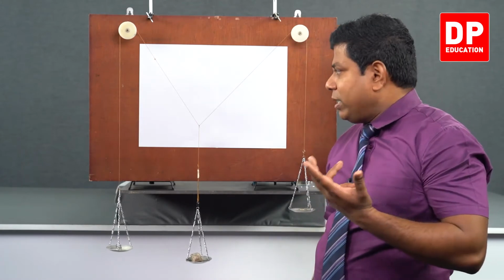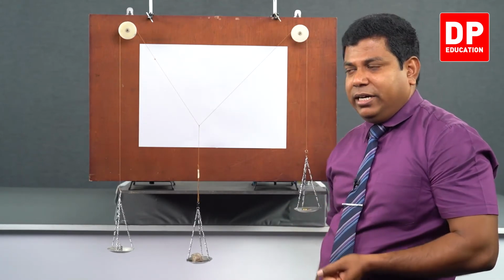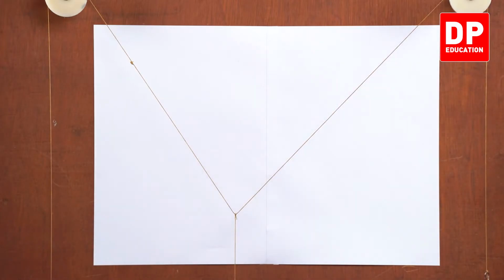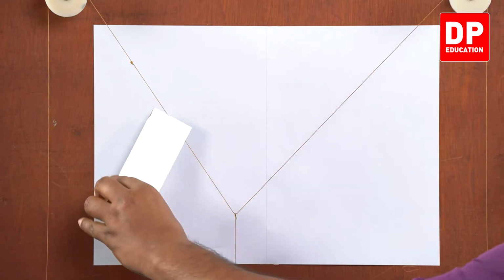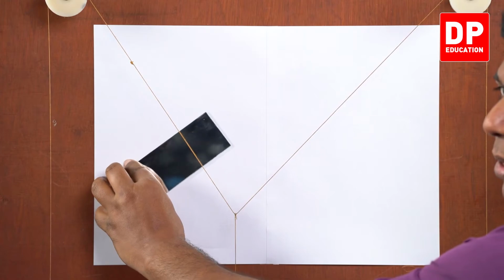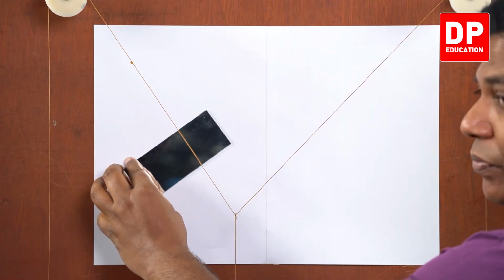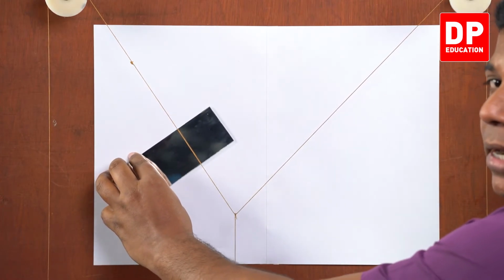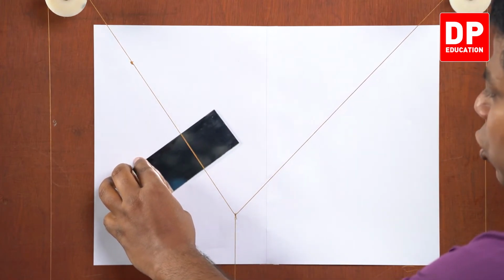So let's mark the points like I did earlier using the strip of mirror. Let me mark the 2 points on this side. Like we did earlier, I'm keeping the strip of mirror here. And I can see the line and its image collinear.